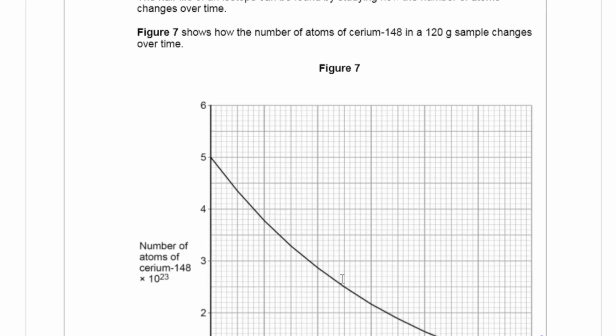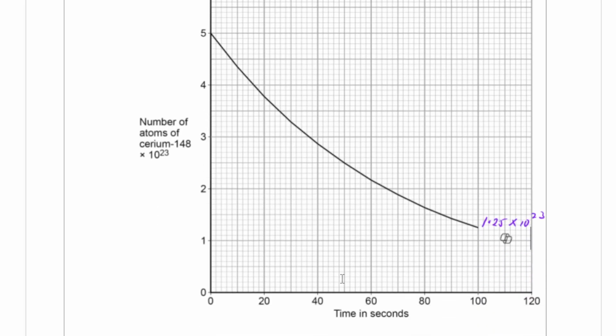Now, what was the half-life? Let's work out the half-life first. Let's ignore the 10 to the power 23 for now. If we start at 5, for it to fall down to 2.5, it's taken exactly 50 seconds. From 2.5 to 1.25, it's taken 100 seconds. So that's actually 2 half-lives.